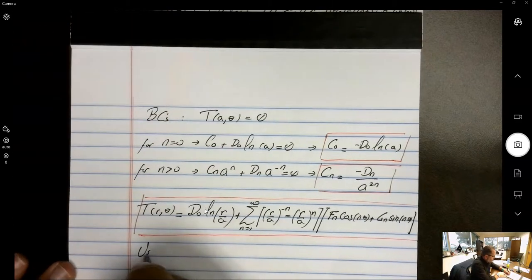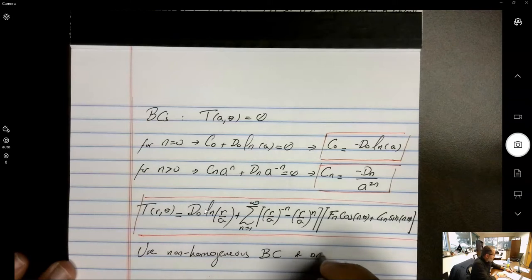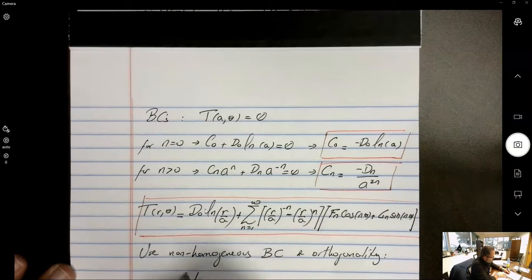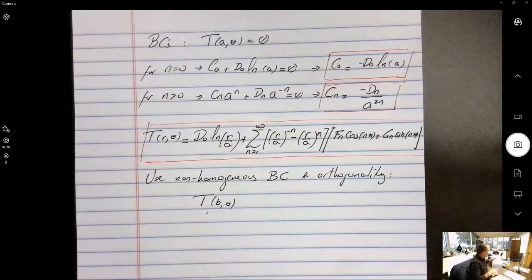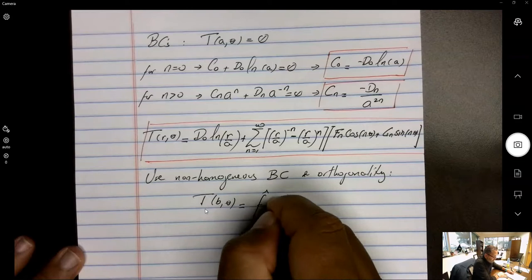So use the non-homogeneous boundary condition and orthogonality. Orthogonality of these functions. T at B comma theta is equal to f of theta.